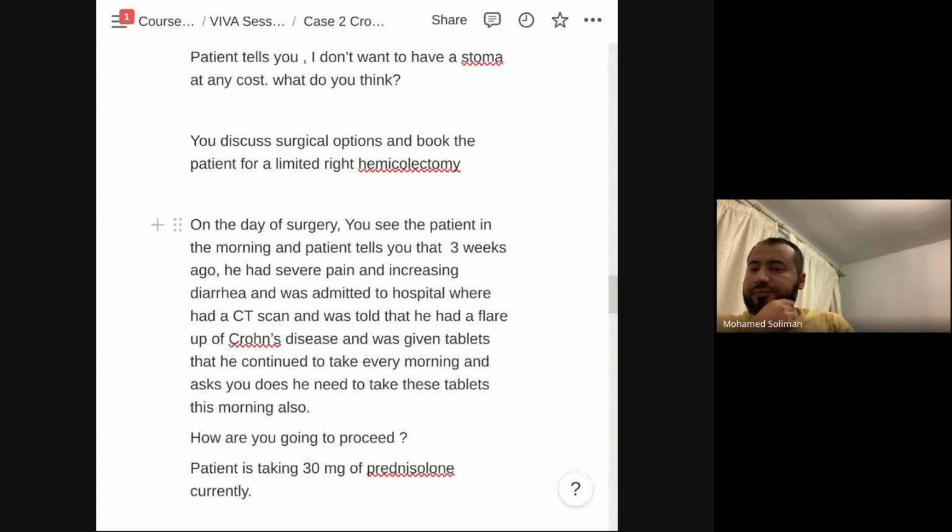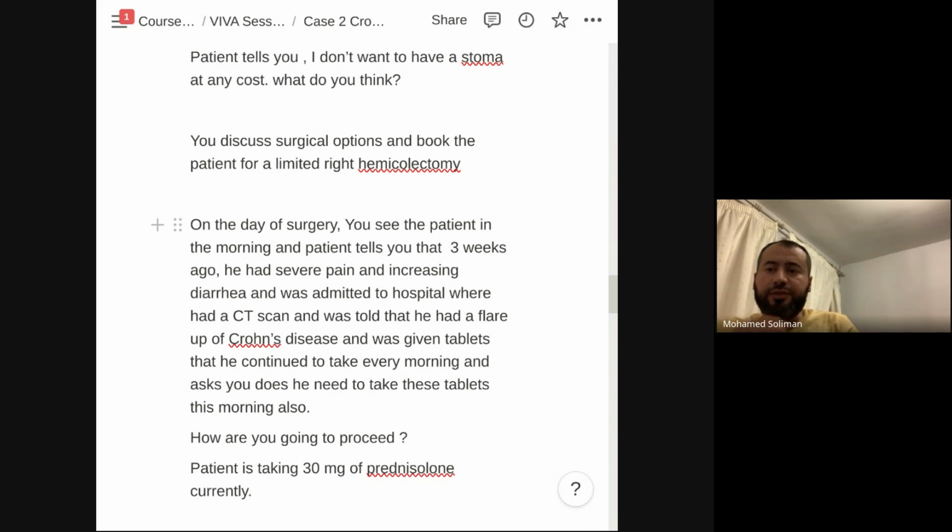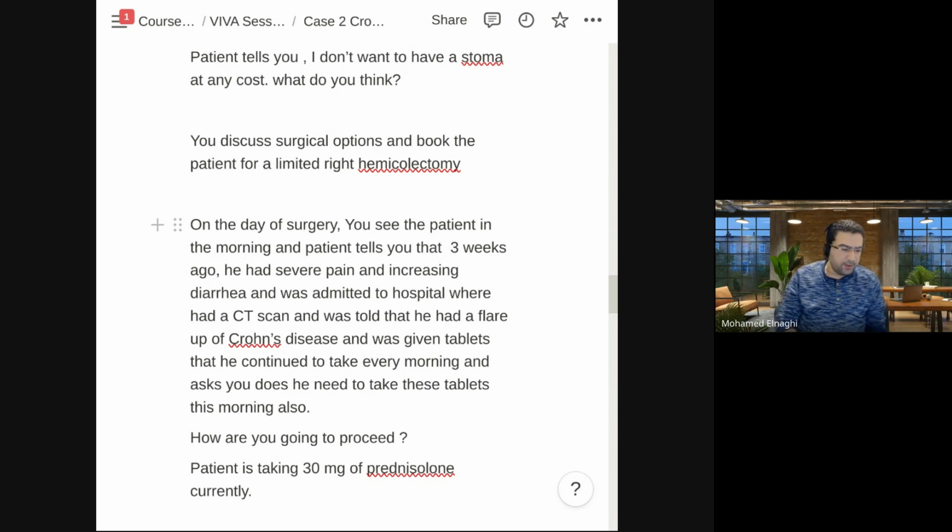complications. Will your decision be different if he was only taking 5 milligrams of prednisolone? Yeah, of course, it is low dose, so it wouldn't have significant effect on the surgical outcome. Okay, so high dose steroid would have significant impact on the outcome from surgery, increasing the risk of wound complications, risk of anastomotic leak, risk of wound dehiscence, and so on. All the complications that you know.